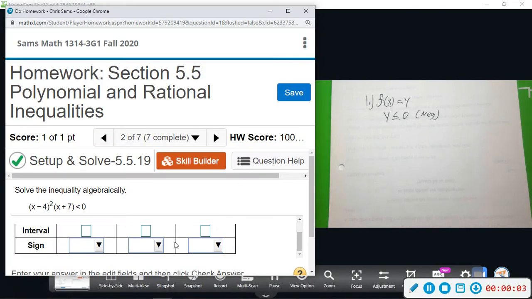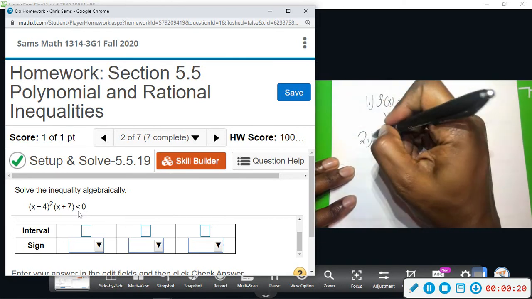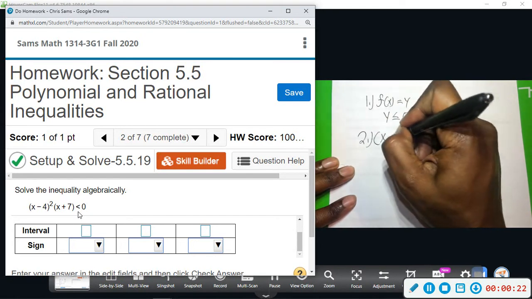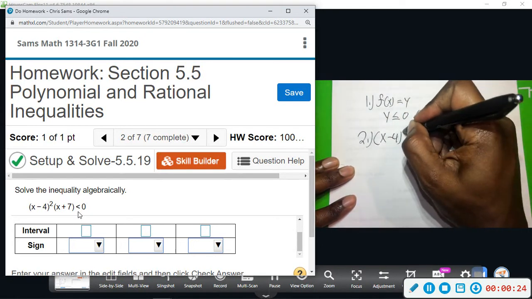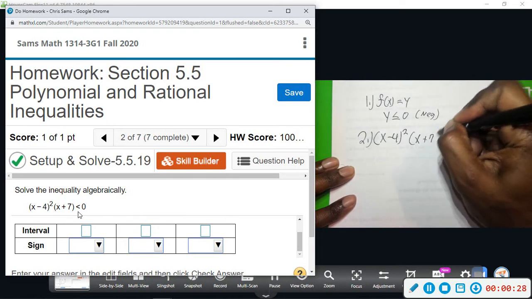Alright, number 2 wants us to solve this algebraically. We're given the expression, and we want to know where it is less than 0. This time we do not have equality, so we're going to use parentheses for our endpoints. I'm going to write this down first, and then x plus 7.